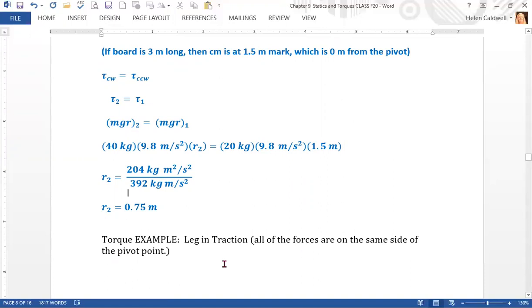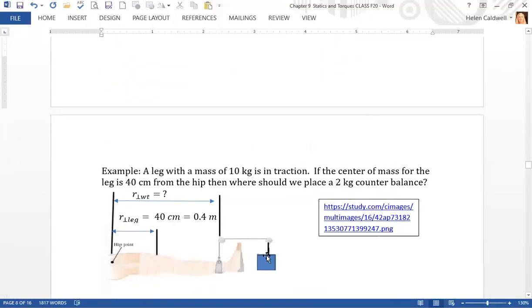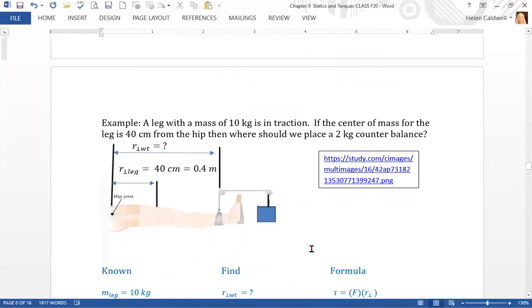Let's look at a leg in traction. This is an example where you have all the forces on the same side of the pivot. And my diagram for a leg in traction is not really a very accurate one. They really don't normally put your leg out straight, have a string come up, go over a pulley, go down, and hang a weight off of it. The big blue box is the weight. It's going to be a 2 kilogram counterweight. But for purposes of illustration, we'll do it like this.